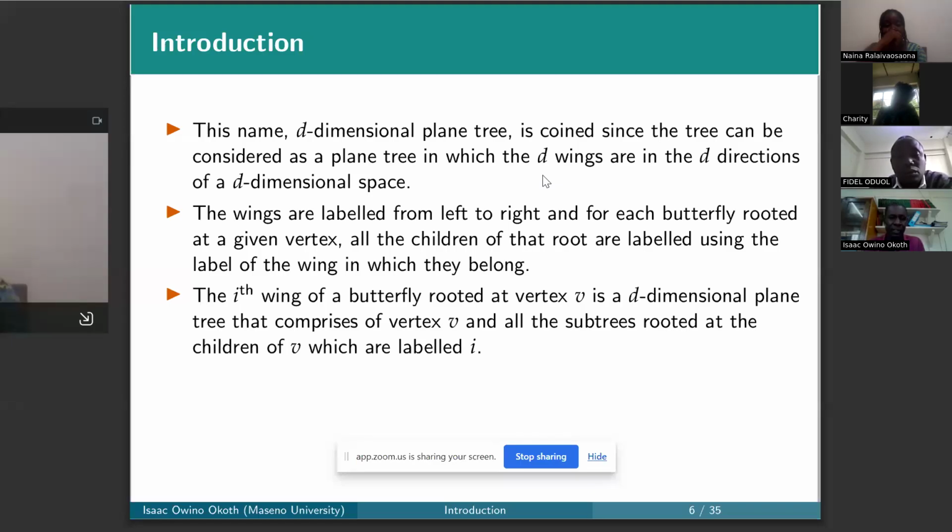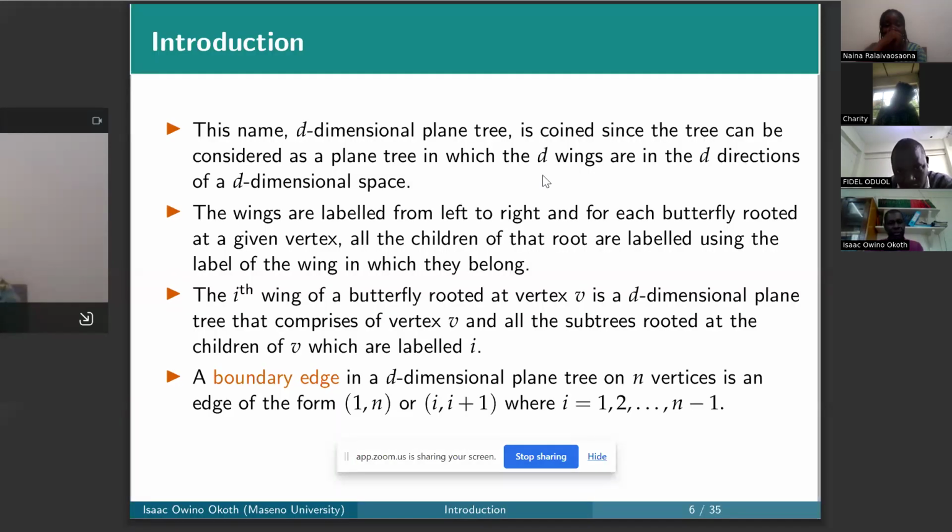It's a d-dimensional plane tree that comprises the vertex v and all the subtrees rooted at the children of v which are labeled i. Then we can also define a boundary edge in a d-dimensional plane tree. This is an edge of the form 1n, that is, if there is an edge from vertex 1 to vertex n, or if there is an edge from vertex i to vertex i plus 1, where again i ranges from 1 to n minus 1.